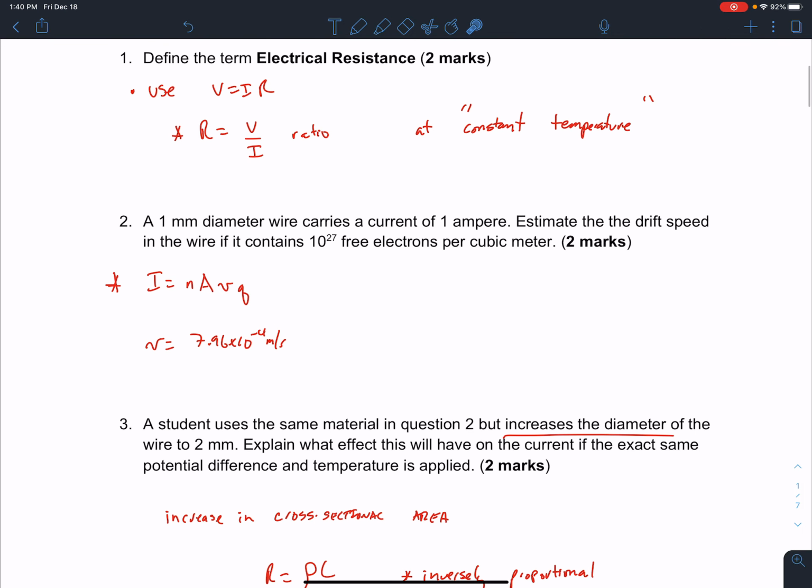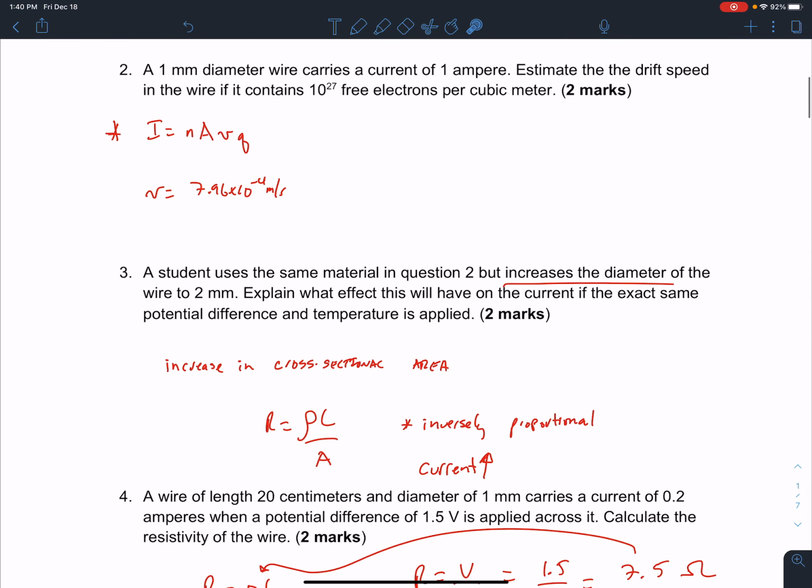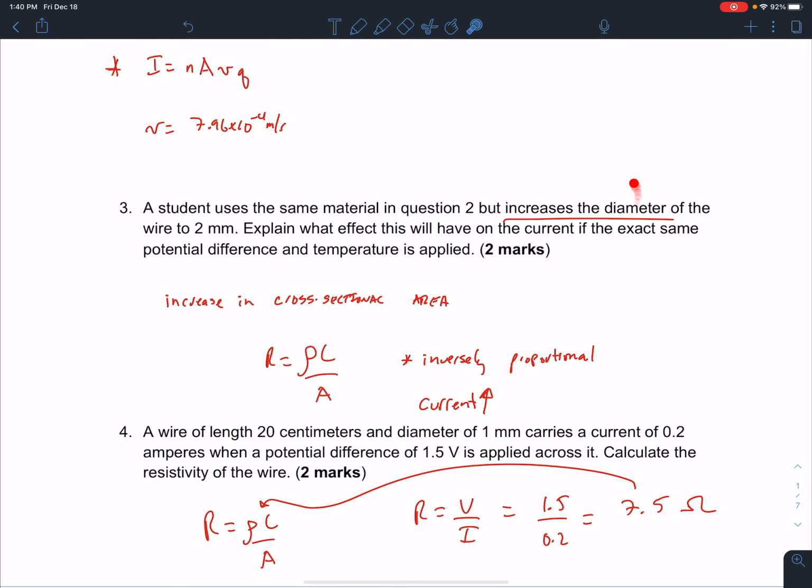Next question comes from the text, a very obscure formula on calculating the current based on something called drift speed, how the electrons move around in a conductor. And every material has a different density of electrons in free space. So they'd have to give you that, and that is the n, in terms of per cubic meter. So current is equal to that density times the cross-sectional area times the speed times the charge that's going through it. So if you plugged all those numbers in, you would get a velocity of 7.96 times 10 to the minus 4.